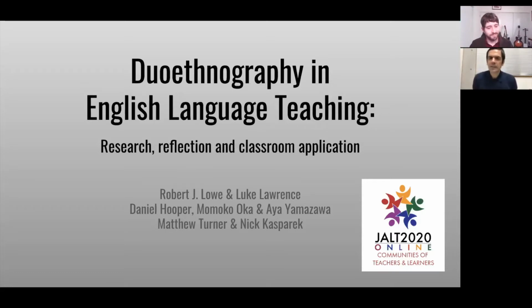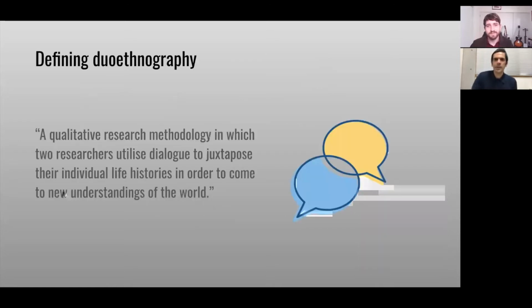Yeah, so let's get started. So we're going to introduce duoethnography first of all, and just let you know a little bit about it and how it's done. So let's start with a definition. So the definition is it's a qualitative research methodology in which two researchers utilize dialogue to juxtapose their individual life histories in order to come to new understandings of the world. So what that means basically is that you have two or sometimes three, or I guess more is possible, and they engage in dialogue and conversation and use their own experiences and their own life histories in order to investigate a certain topic.